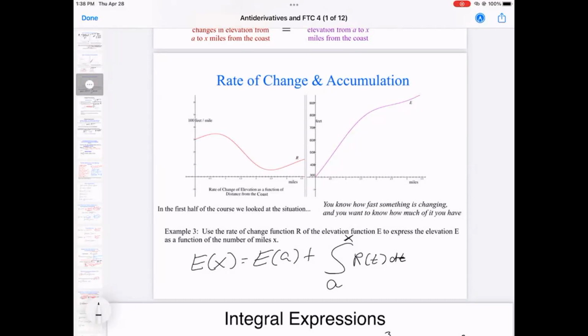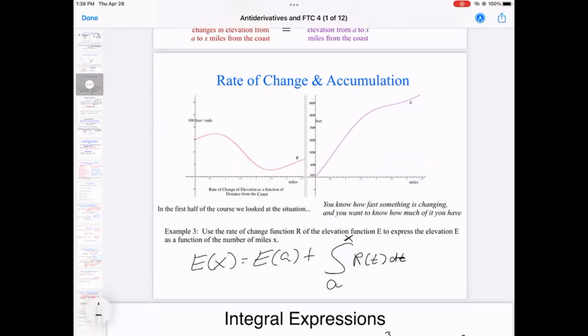The integral expresses how much the elevation changes from A to X, where A is the distance from the coast, the starting distance, the initial distance from the coast, to an undetermined value of X, right? So that's the meaning of everything you learned here, okay? So this is what you have to really remember when you go to Calc 2. You guys remember that? Understand that?